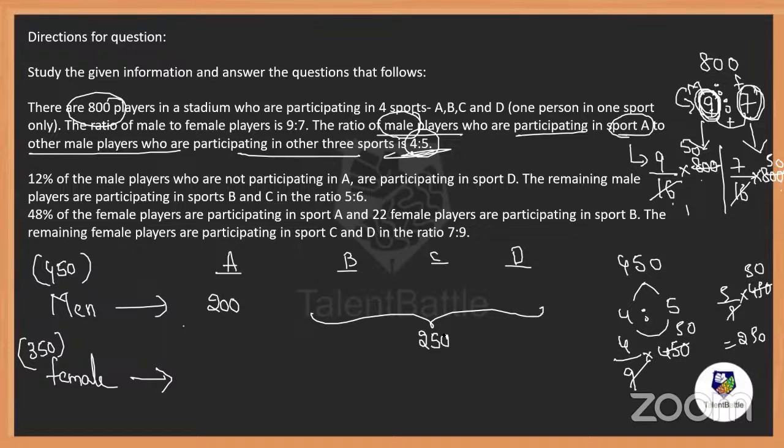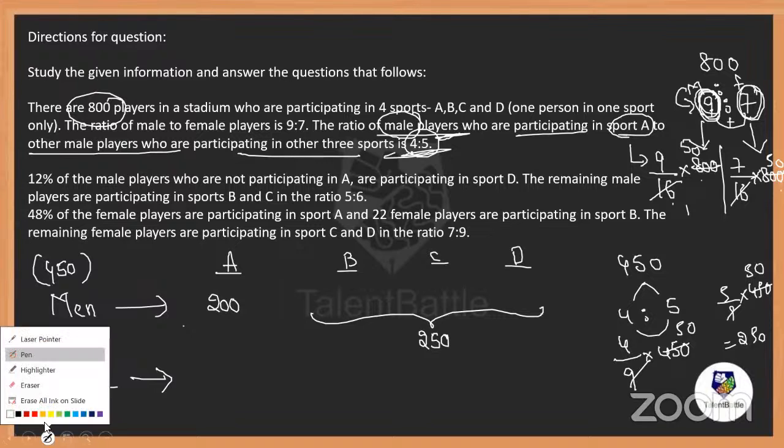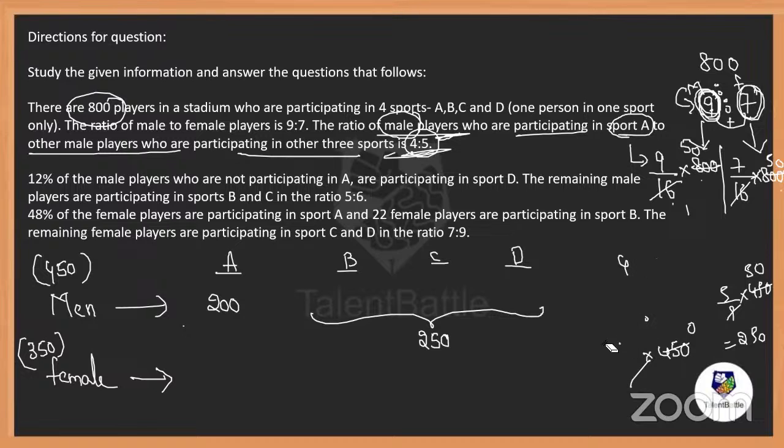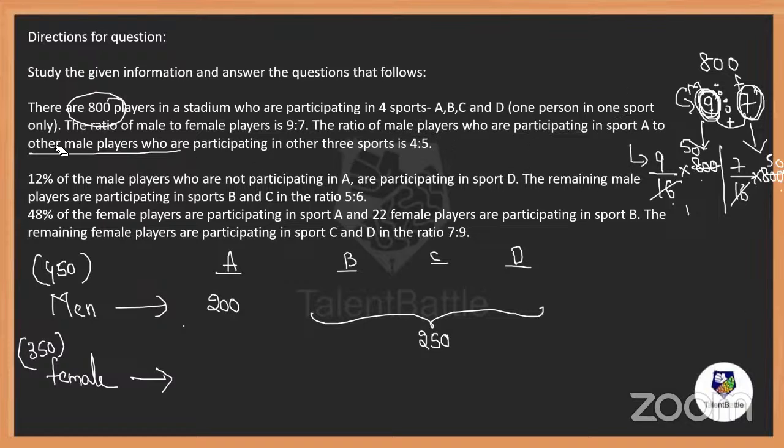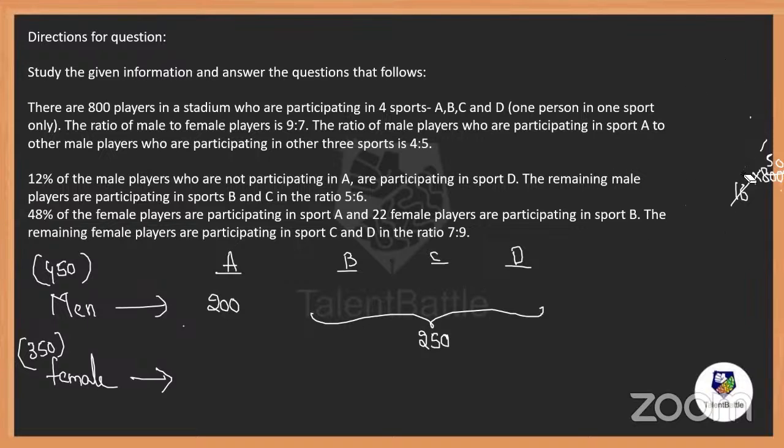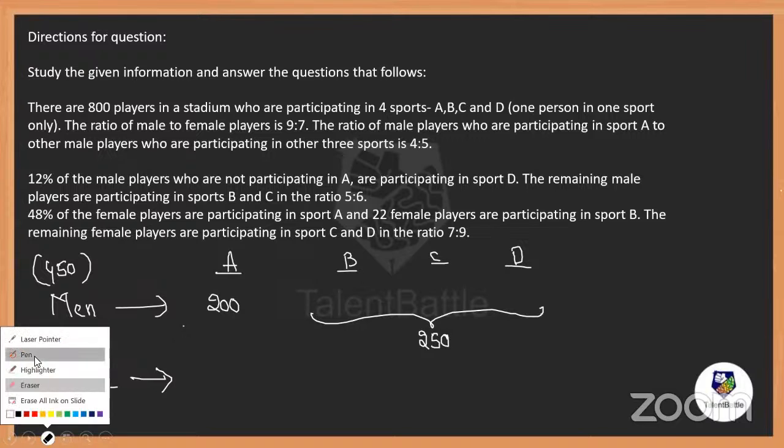So they gave you clearly the male participants, male players. That's why I'm going to split the male players itself. So I split it in the form of 4:5, so I'll get 200 and 250. So who all are participating in A will be 200 and remaining games will be 250. Okay, you just need to know how to do the ratio, then we can easily try.